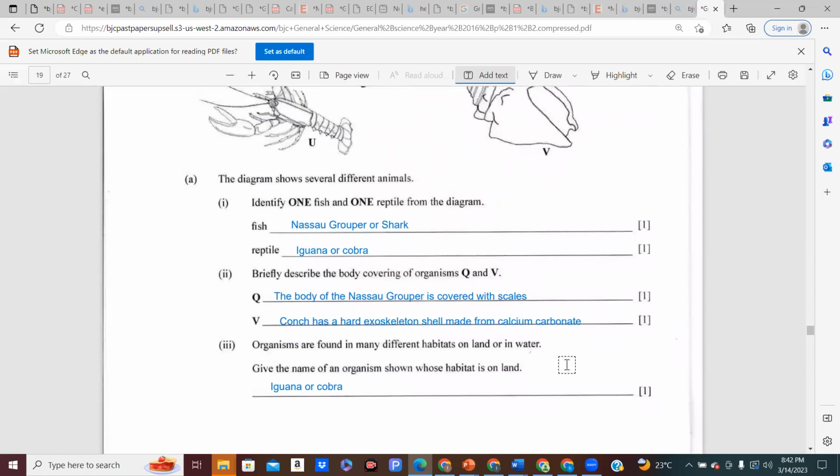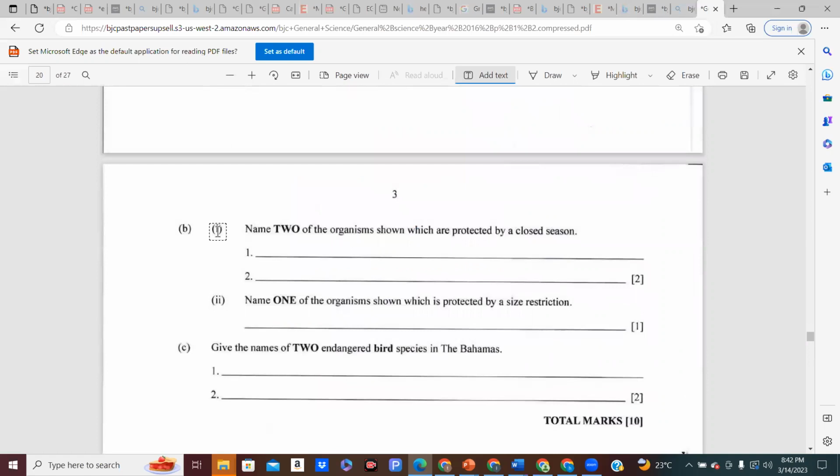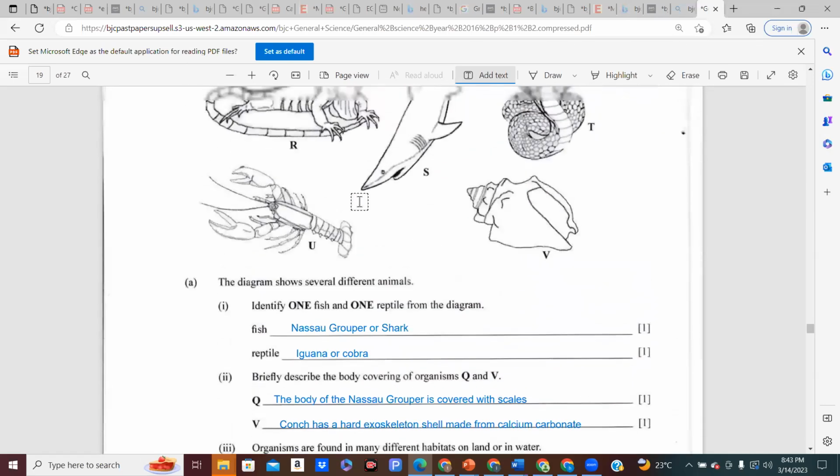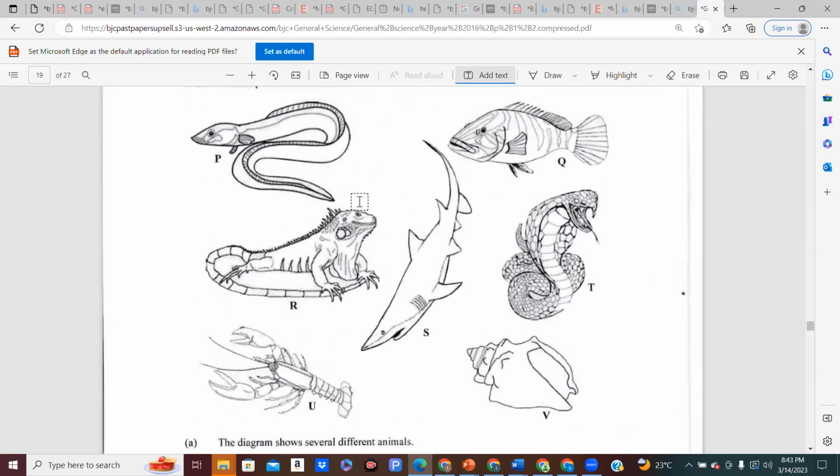Yes, sir. I want you to read B I for me, please. Name two of the organisms shown which are protected by a closed season. Very good. So which one has a closed season? Anyone can answer. Which one of these animals has a closed season in the Bahamas?